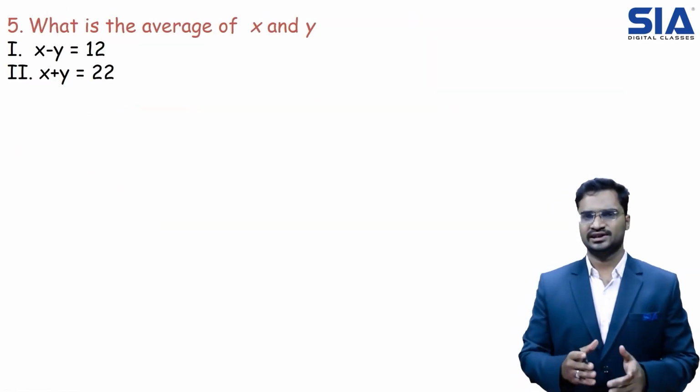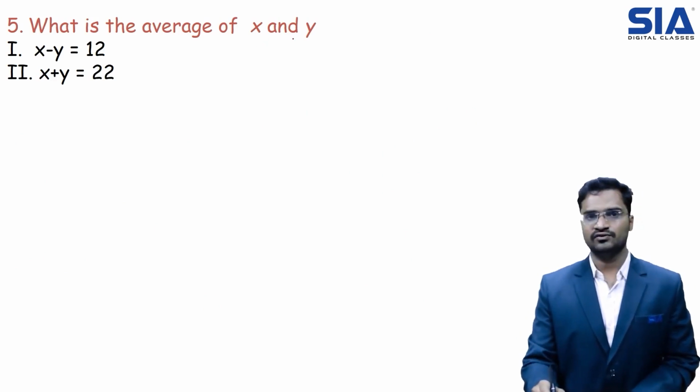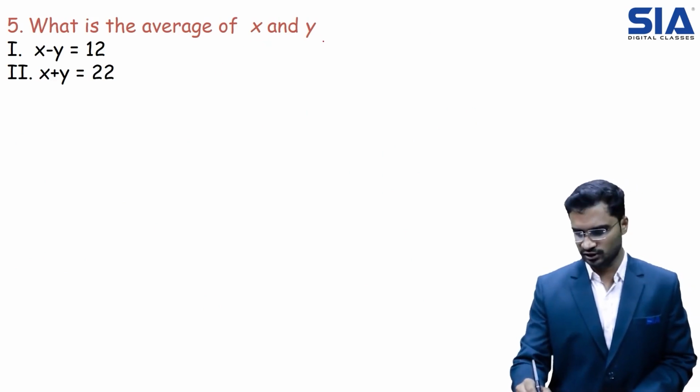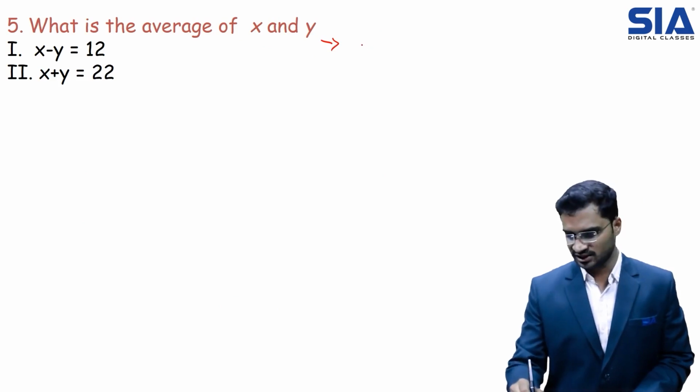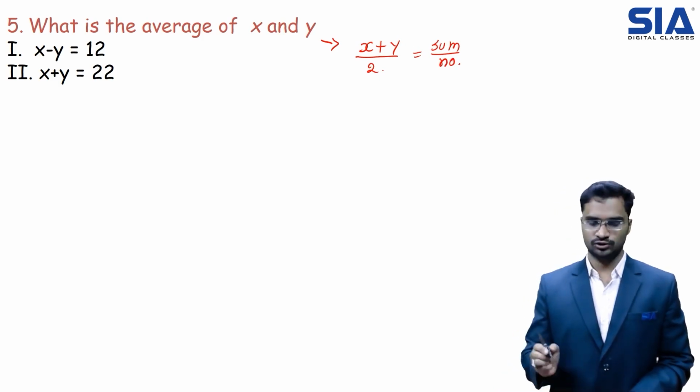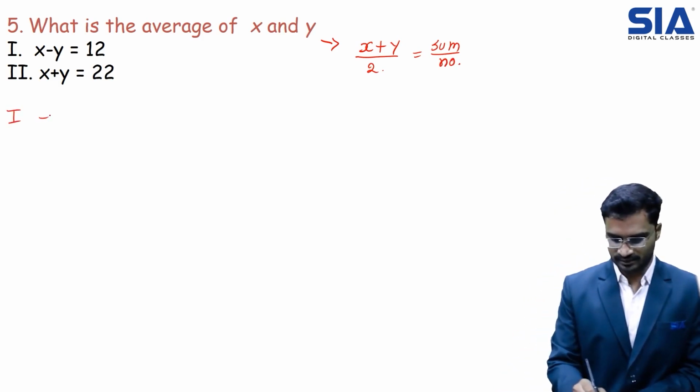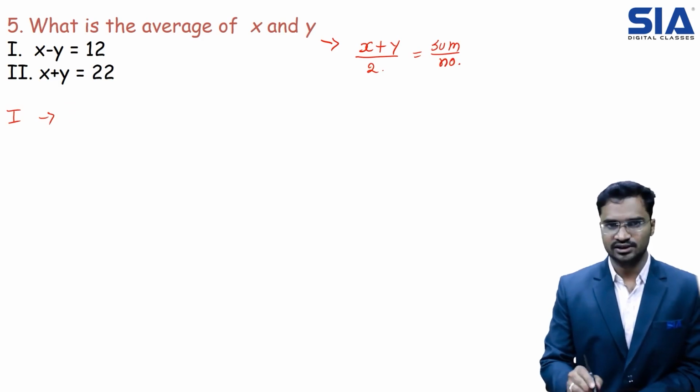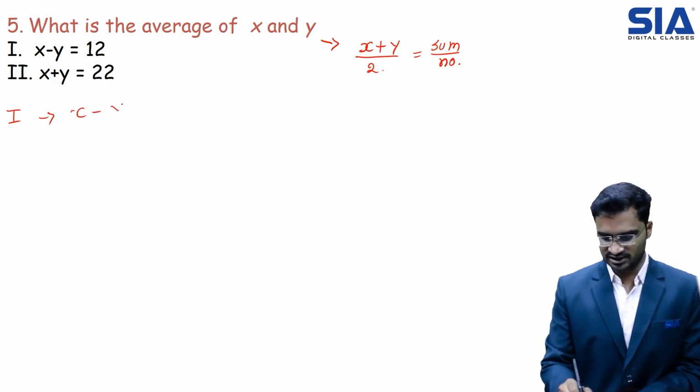Now the next question, what is the average of x and y? We have to find the average of x and y. The average of x and y is x plus y by 2, because the formula of average is sum of observations by number of observations. So let us see. In the first statement, we have an equation which is x minus y is 12.